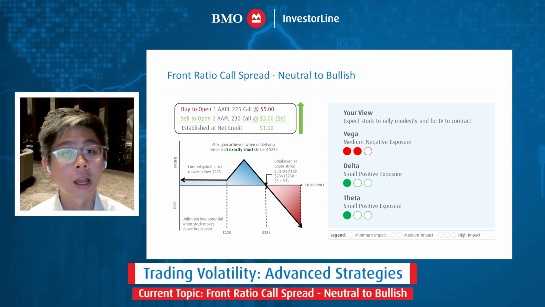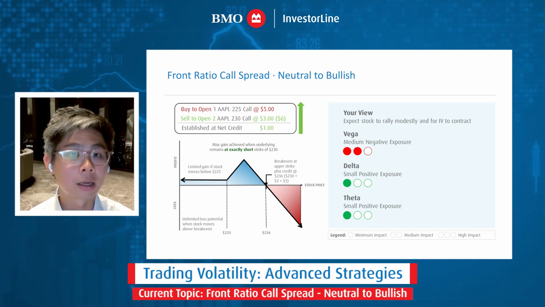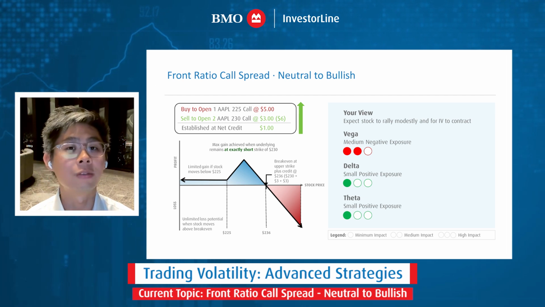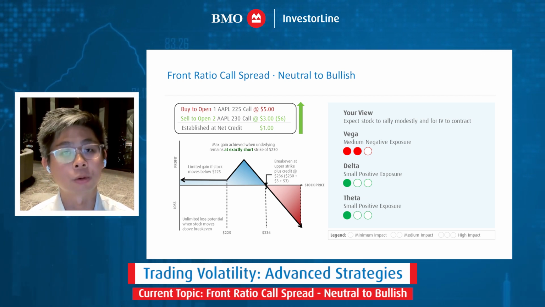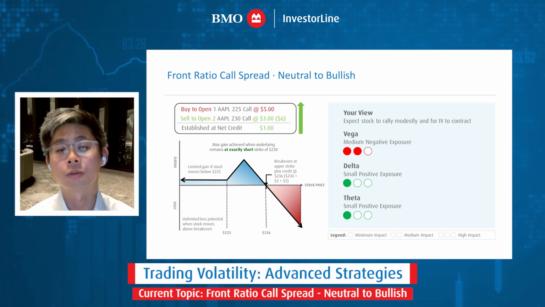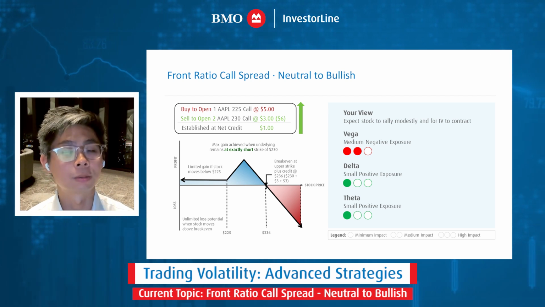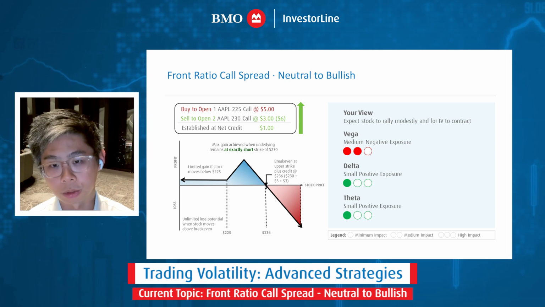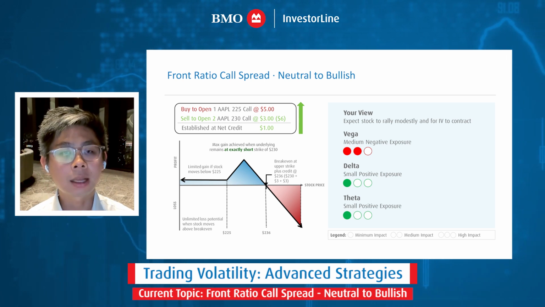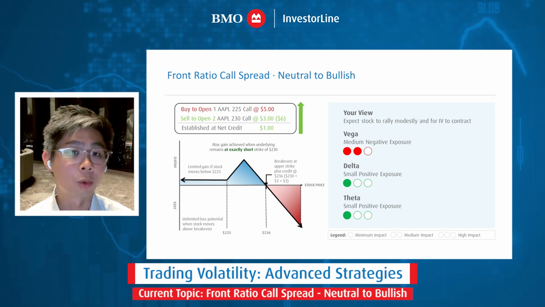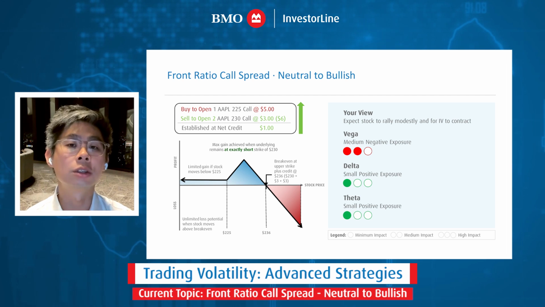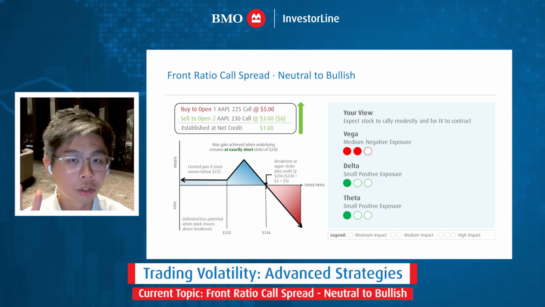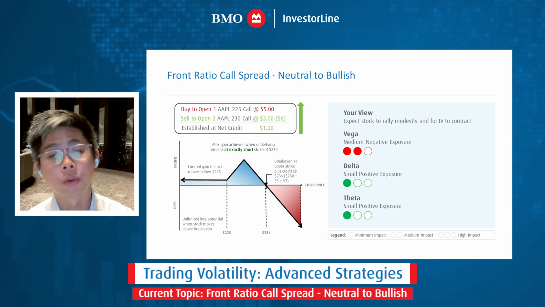So if the stock were to take off substantially to the upside, you have more and more risk with this specific strategy. So even though it gives you small delta exposure initially, if the stock were to rally substantially, that delta exposure will change and will actually turn into negative delta exposure. And then lastly, theta. Unlike the debit spread where theta is working against you, this is where theta is going to work in your favor, because you are short 2 contracts versus being long only 1.